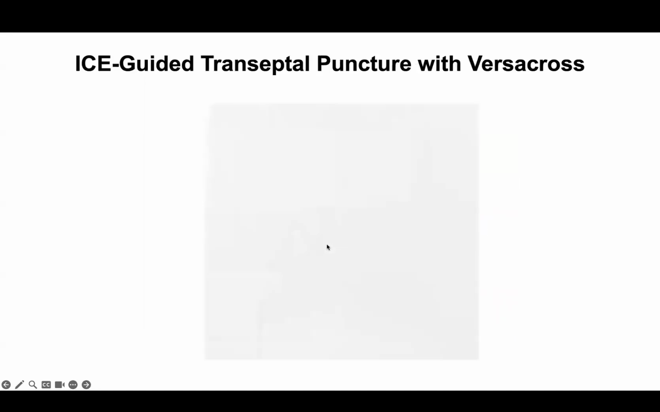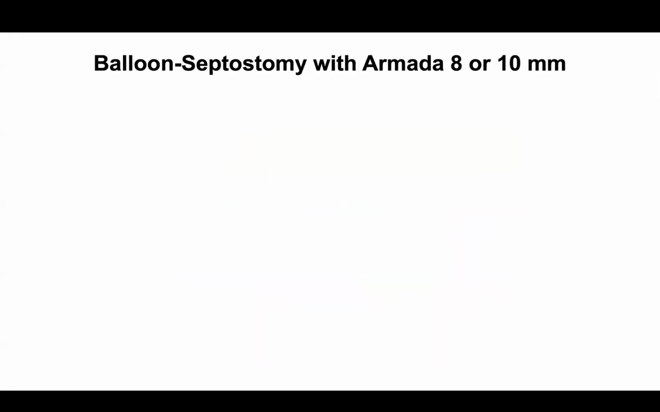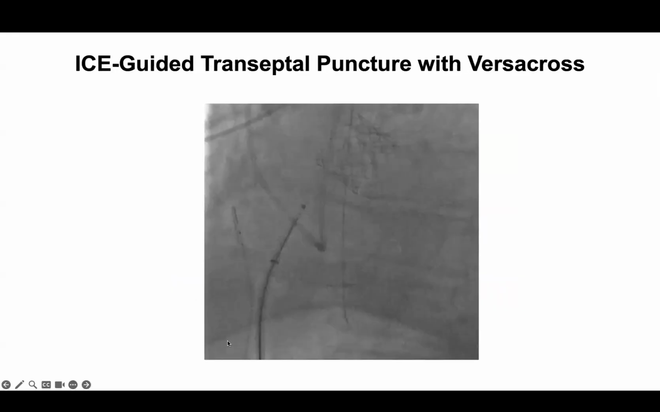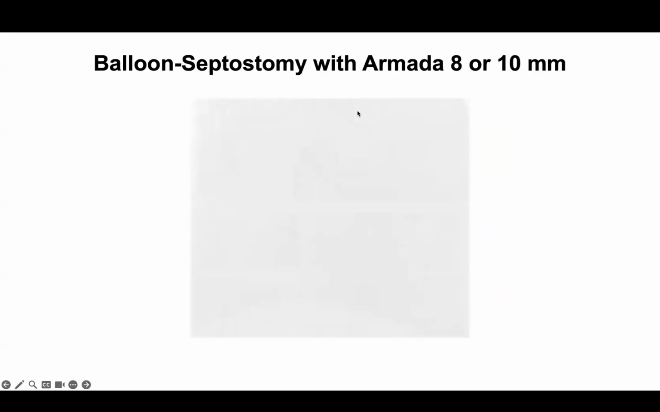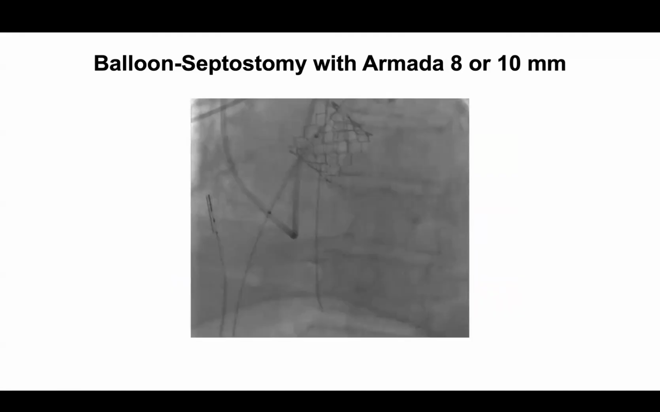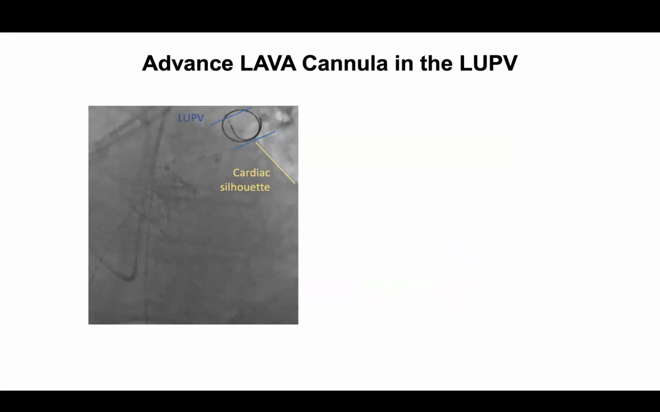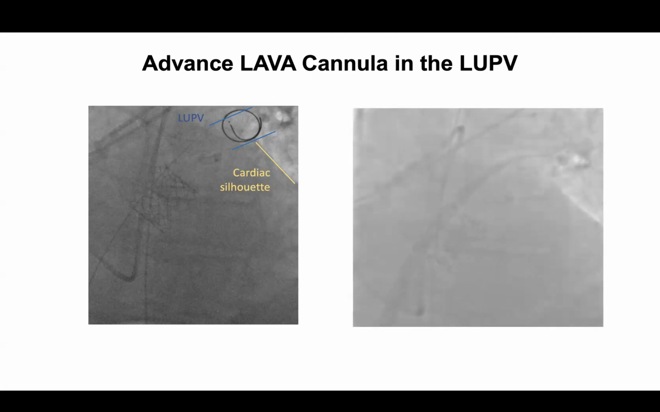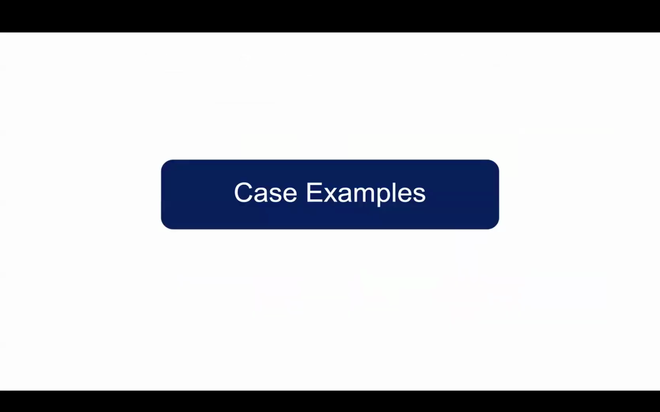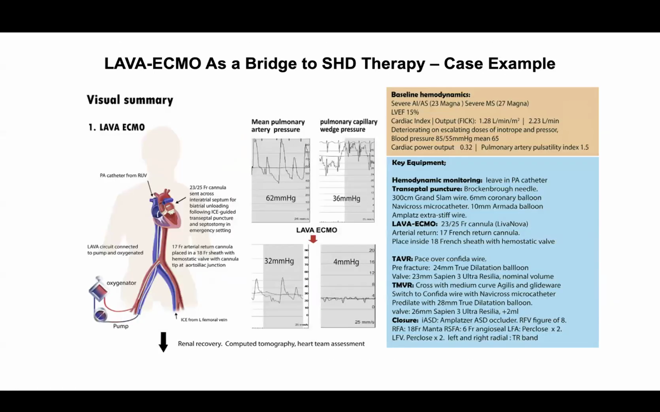And it's impressive what it does to the hemodynamics. This is one of the cases within fellowship. So ice guidance, septostomy, and this is the balloon septostomy. You park your wire in the left upper pulmonary vein, and then bring your cannula across. And that way I have some hemodynamics here.